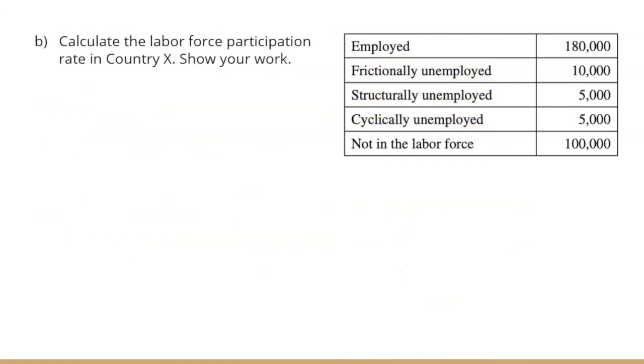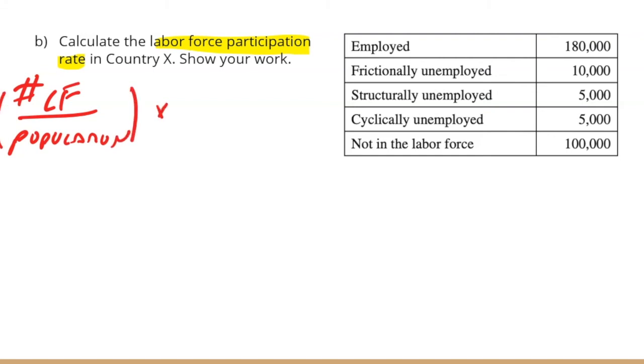All right, so part B: calculate the labor force participation rate in country X, show your work. So pause the video real quick, try to figure out the labor force participation rate. All right, so we're back. So labor force participation rate is just the number of people in the labor force versus the population. That's basically it. And because we want to get to that rate, we're technically going to multiply it by 100 to get to that percentage.